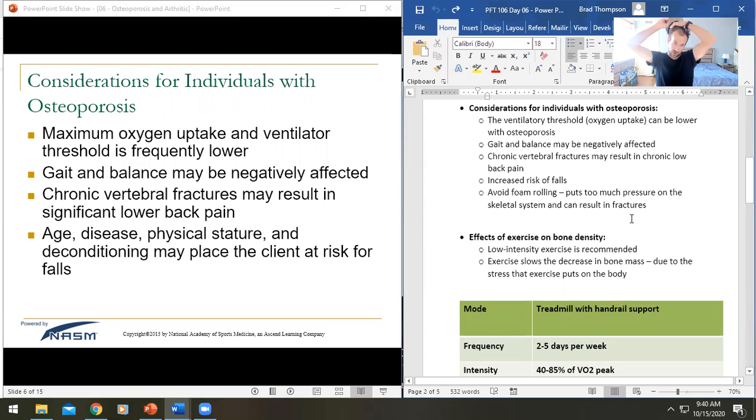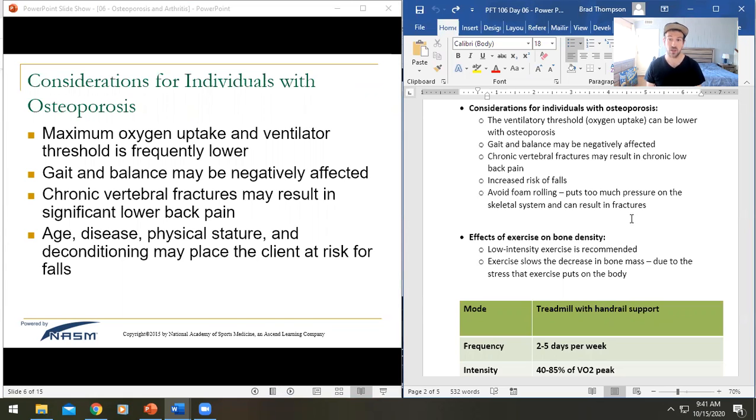Here are some of our considerations when it comes to dealing with clients who have osteoporosis. This first one may sound kind of surprising until you remember our anatomy and physiology class. Your ventilatory threshold may be lower with osteoporosis. And what I mean by that is you may experience, with your clients who have osteoporosis, a shortness of breath. That seems really weird. You're like, why would our bones have anything to do with our breathing?